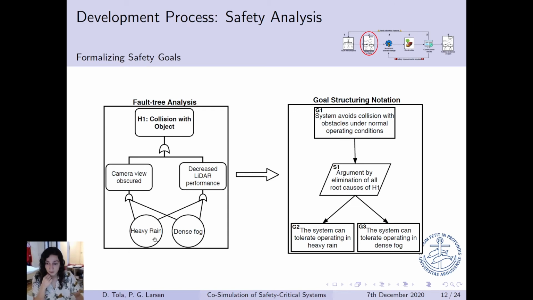And then, for example, the root cause could be heavy rain or dense fog, and then we will say, okay, our goal is to make sure that the system can tolerate operating in heavy rain. And that's how we went from fault tree analysis to defining safety goals in the goal structuring notation.